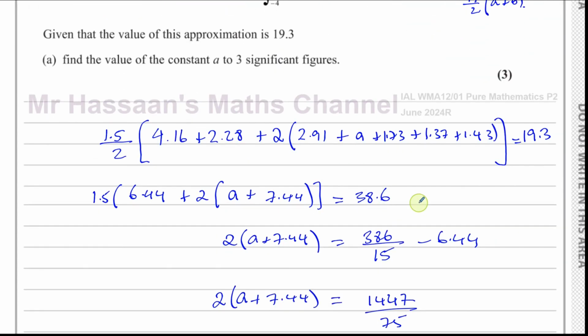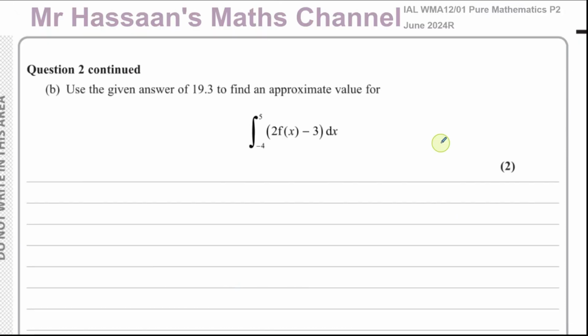We'll move on to part B. It says use the given answer of 19.3 to find an approximate value for the integral of 2 times f of x minus 3 with respect to x. So basically what we have here, we already know that between 5 and minus 4, the integral of f of x with respect to x is 19.3 approximately. So we want to use this answer to solve this problem.